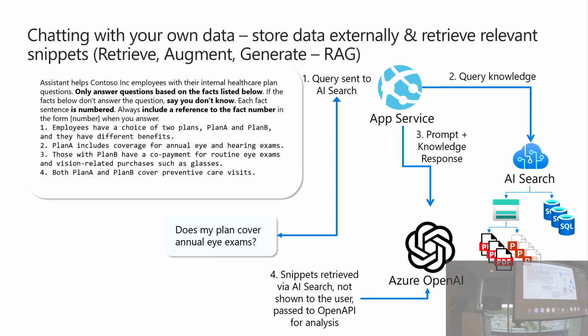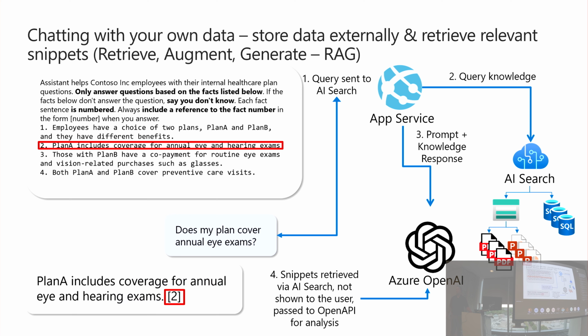So we've got our prompt, how we want the bot to behave. Now we've got relevant snippets of potentially correct answers, but all in the realm of the question that was asked. Now OpenAI can look at those facts, the original user's question, and say, oh, number 2 best answers this question. So now I'm going to return back to the user and say, yes, your plan covers annual eye exams, and here's a reference to the document where I got that data from.